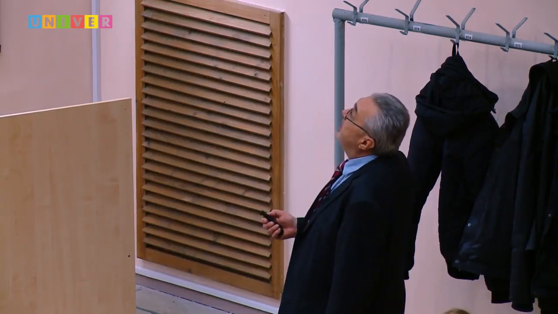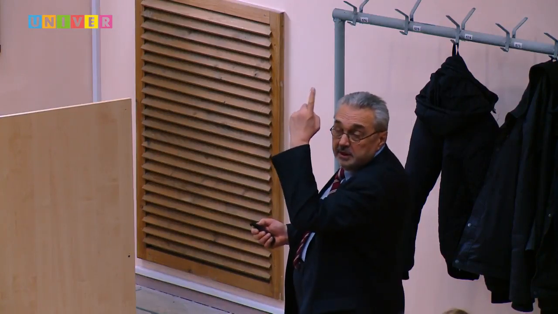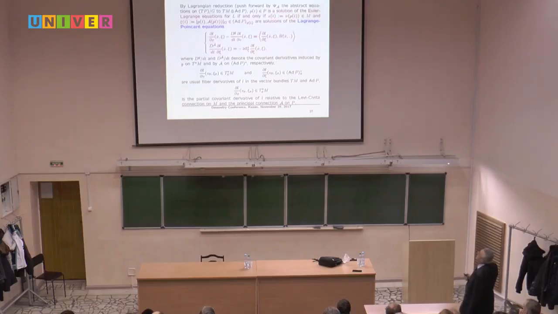So P of t is a solution of the Euler-Lagrange equations for L up in TP, if and only if the base and what happens in the adjoint bundle, psi of t, are solutions of what is called the Lagrange-Poincaré equations. I'm going to come back to this. So here they are. Let's look at their structure. Look what's happening.